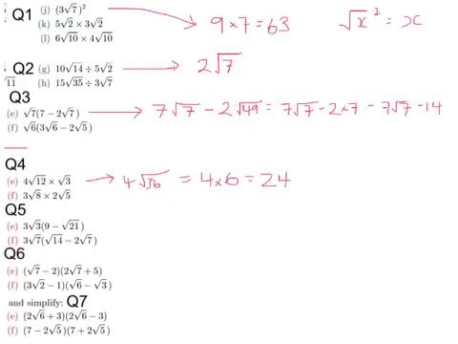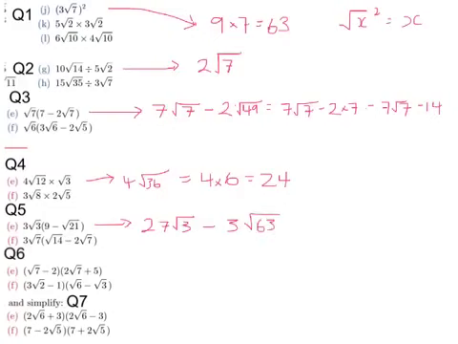Question 5. Okay, a bit harder expanding brackets. 3 root 3 times 9, well 3 times 9 is 27. Got 27 root 3. Minus 3 root 3 times root 21, well that's going to be 3 times root 21, which is root 63.